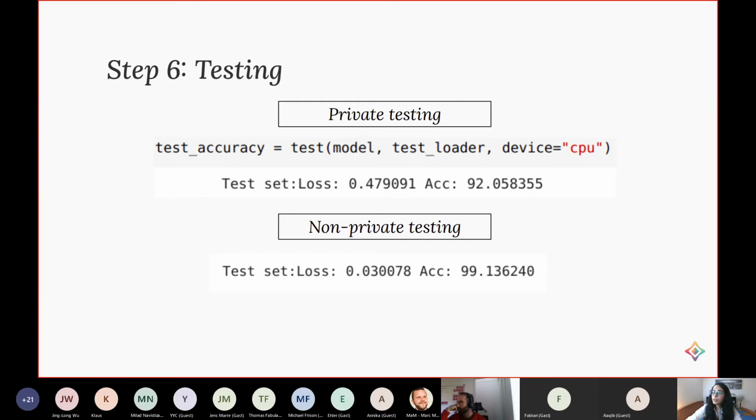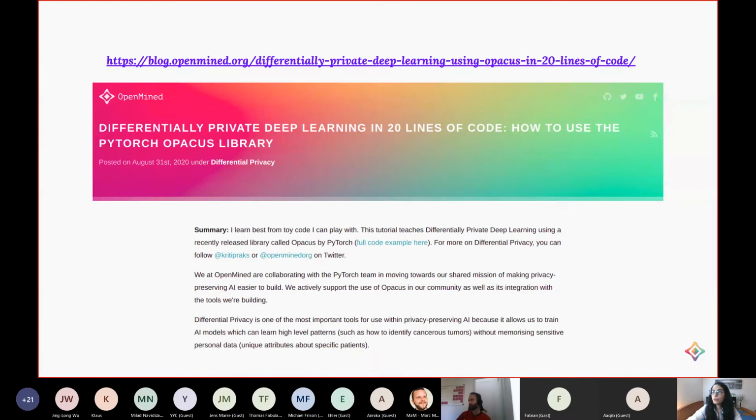If you want to play around with this code and try this library out for yourself, one way is to start with this blog, which is just using 20 lines of code. You are able to build a simple network as I just showed it to you. You can find this in the OpenMind blog.